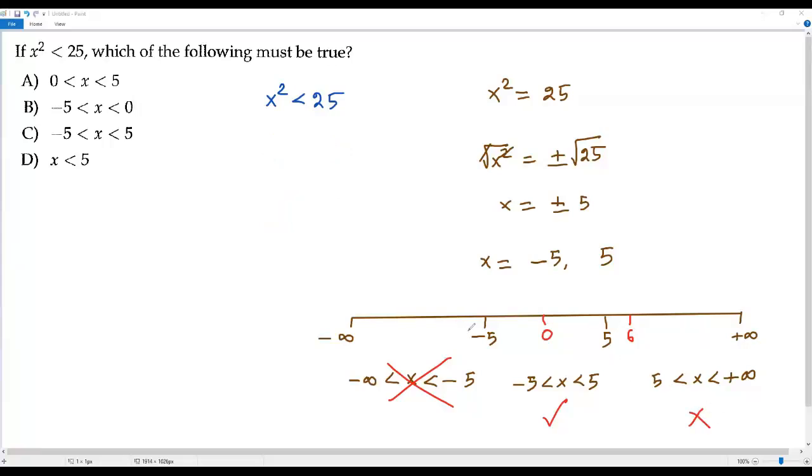So only the second interval, that is negative 5 less than x less than 5, satisfies the given quadratic inequality. Among the given options, we find negative 5 less than x less than 5 in option C. So among the given options, option C is true. So the correct answer choice for this question is option C.